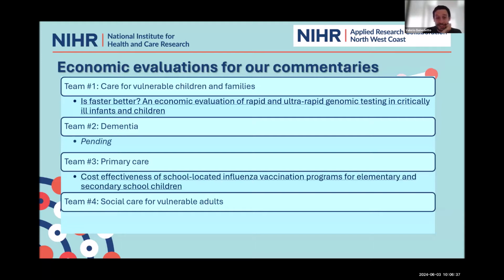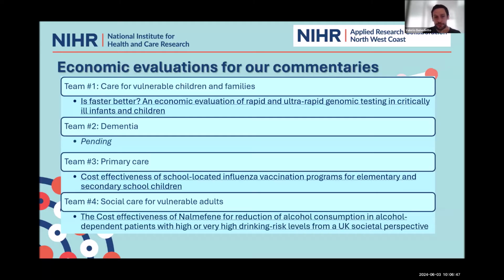Team 3, primary care. The title is Cost Effectiveness of School-Located Influenza Vaccination Programs for Elementary and Secondary School Children. And then Team 4, Social Care for Vulnerable Adults. The title is Cost Effectiveness of Nalmefene, or pronounce that correctly, for reduction of alcohol consumption in alcohol-dependent patients with high or very high drinking risk levels from a UK societal perspective.